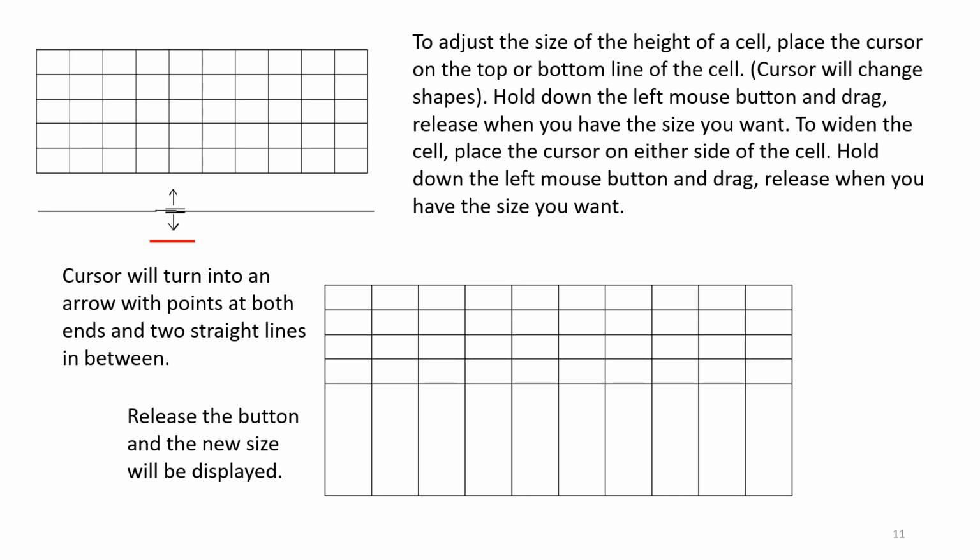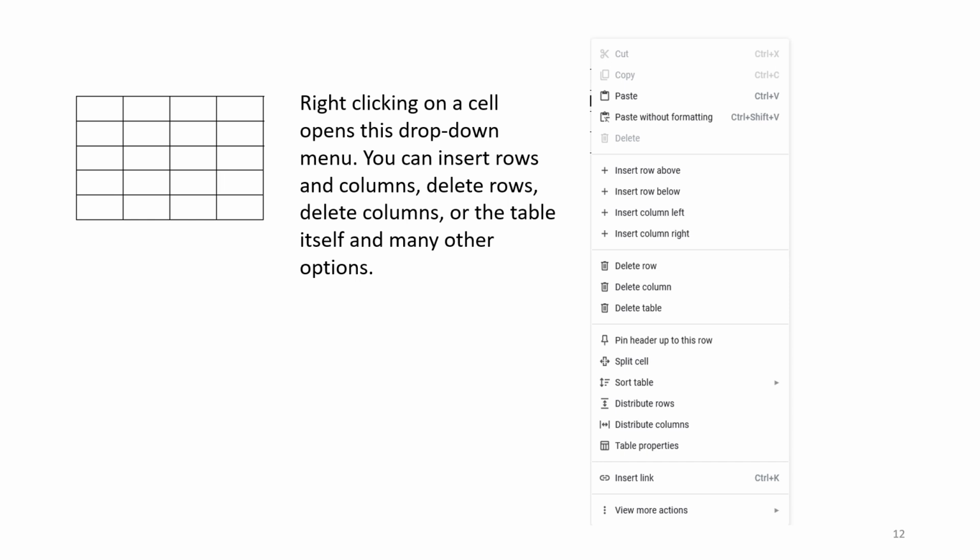To widen the cell, place the cursor on either side of the cell. Hold down the left mouse button and drag. Release when you have the size you want. The cursor will turn into an arrow with points at both ends and 2 straight lines in between. Release the button and the new size will be displayed. Right-clicking on a cell opens this drop-down menu. You can insert rows and columns, delete rows, delete columns, or the table itself, and many other options.